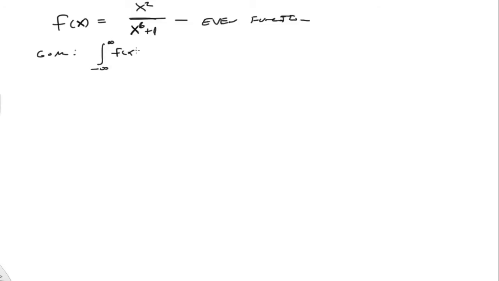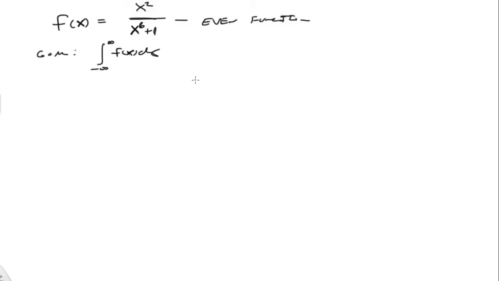Let's say f of x is equal to x squared all over x to the 6th power plus 1. All right, so of course this is an even function. So that means the principal value integral equals the improper integral. Okay, so we don't have to worry about any convergence issues. So the goal then is to integrate f of x dx.